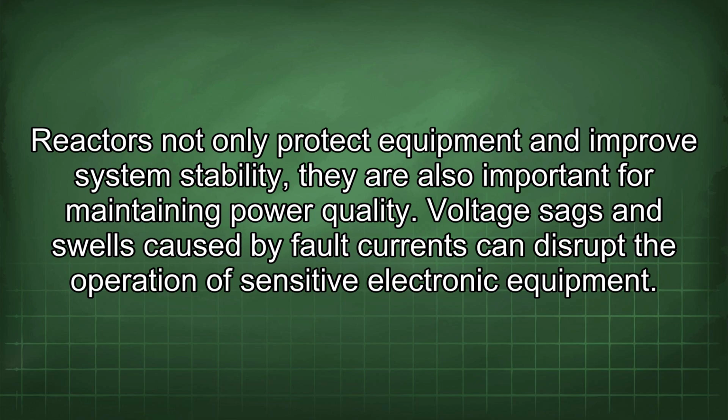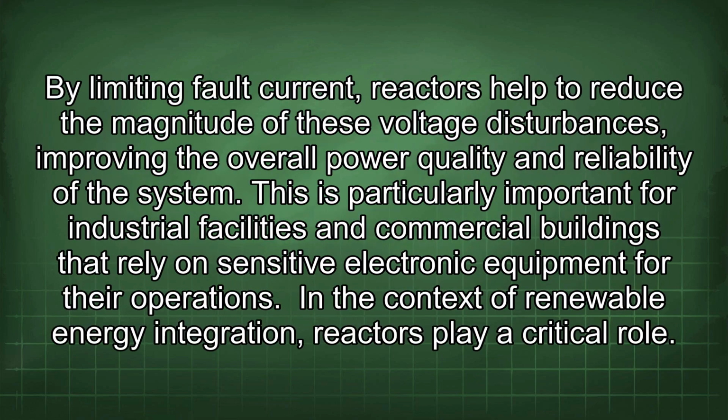Reactors not only protect equipment and improve system stability, they are also important for maintaining power quality. Voltage sags and swells caused by fault currents can disrupt the operation of sensitive electronic equipment. By limiting fault current, reactors help to reduce the magnitude of these voltage disturbances, improving the overall power quality and reliability of the system. This is particularly important for industrial facilities and commercial buildings that rely on sensitive electronic equipment for their operations.